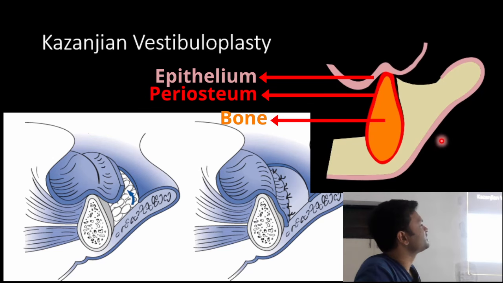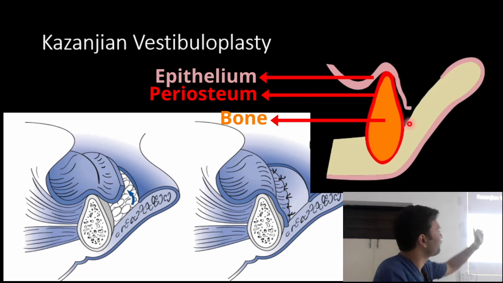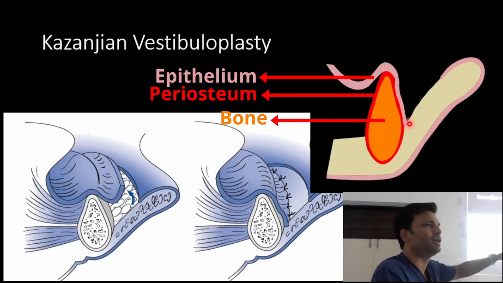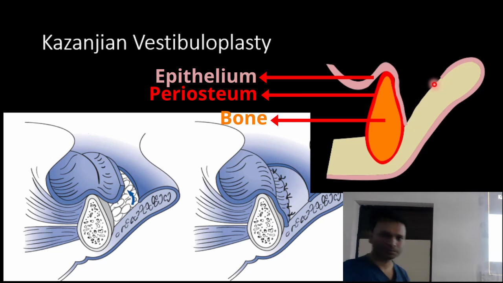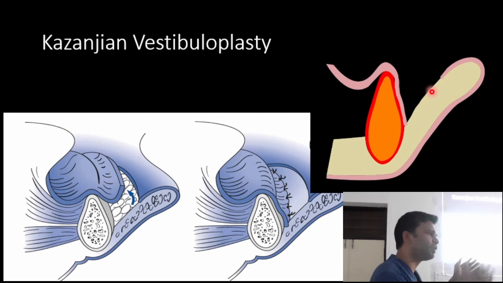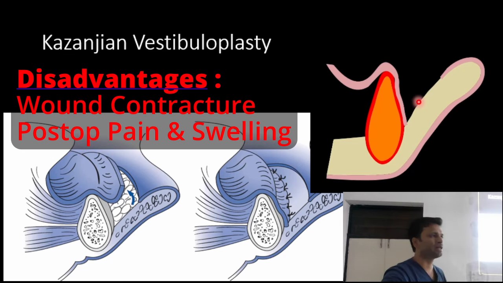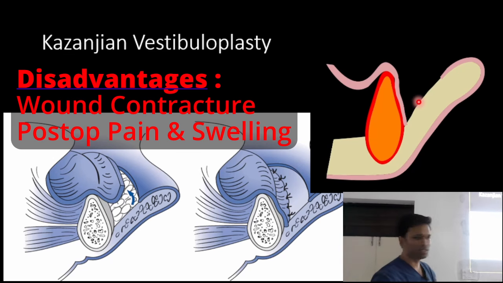The dissection is done supra-periosteally, above the periosteum. This red line is the periosteum, and this flap is sutured into the desired depth of the vestibule. And then this area is allowed to heal by secondary intention. Okay. Now, any wound you have seen that heals by secondary intention, there is always some contraction, right? There is scar contracture. So the disadvantage here is that there is scar contracture and post-op swelling is also there.